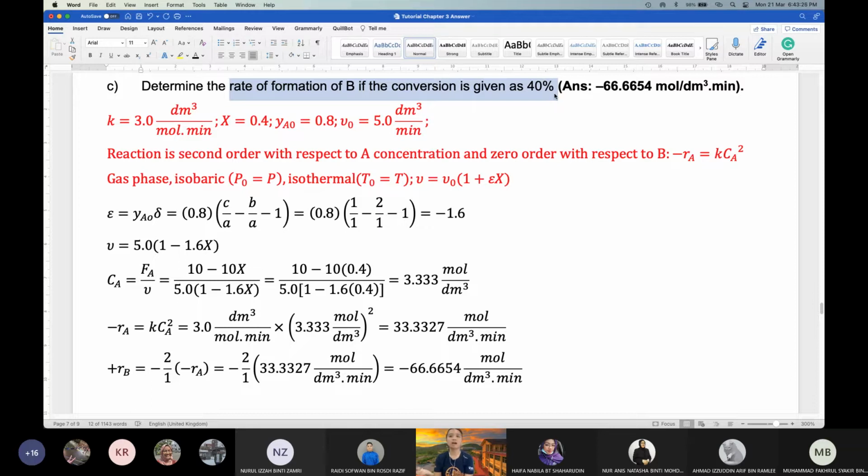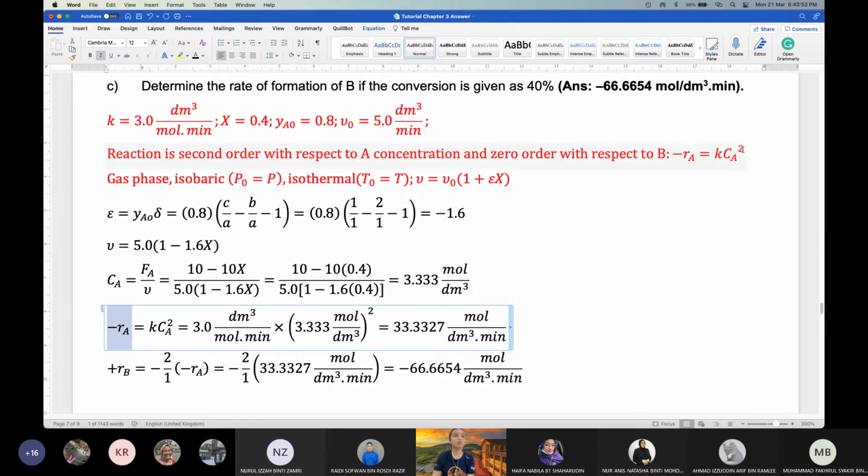The question wants us to find the rate of formation of B. It wants us to find positive RB. Okay, remember I said that if you want to find the rate of reaction for other species, you cannot find it until you know minus RA. So you find minus RA first, then you think about positive RB. So let us first find minus RA. To find minus RA, we need to know its rate law. We have learned that we need to find the rate law.